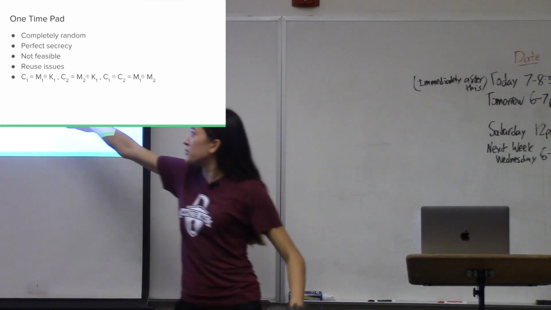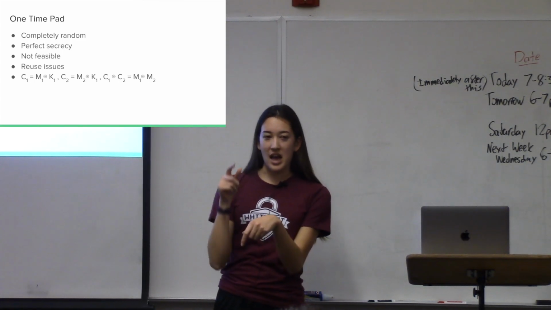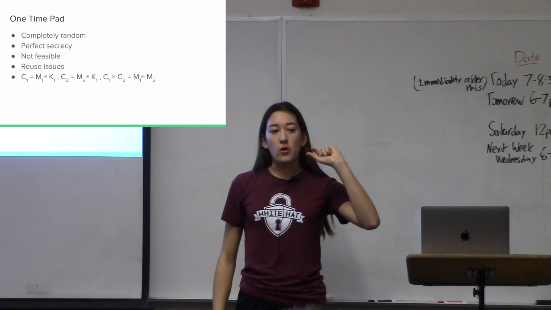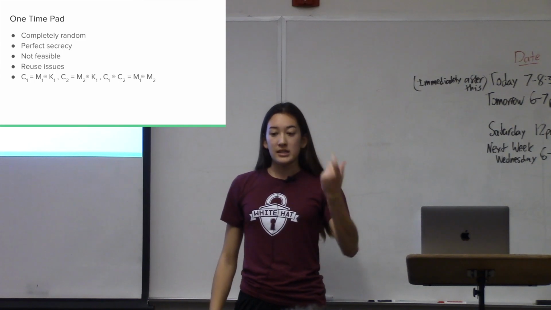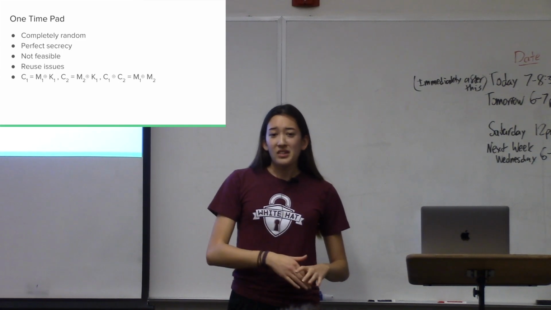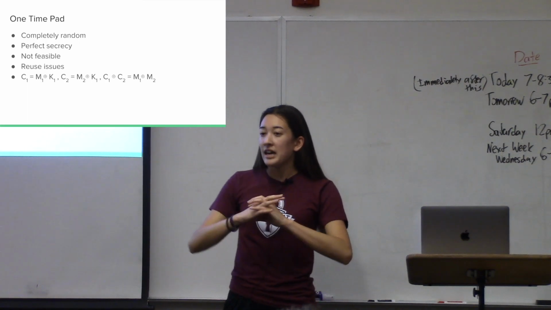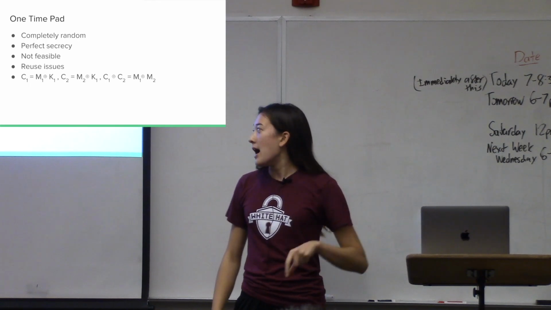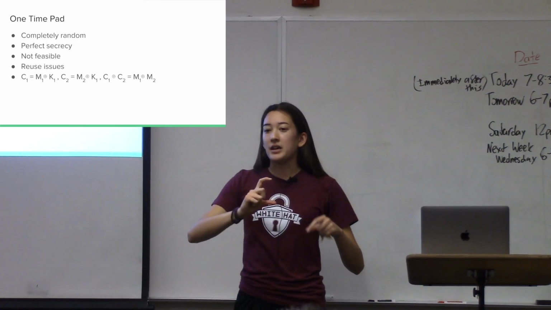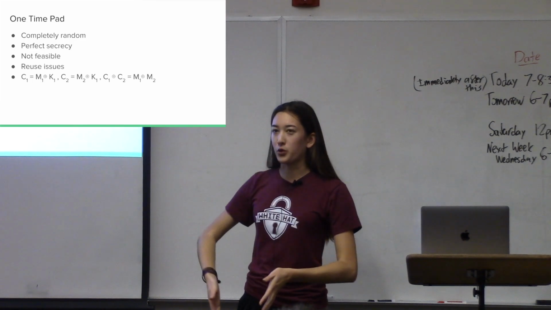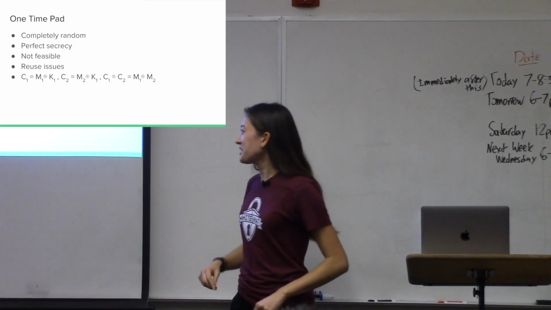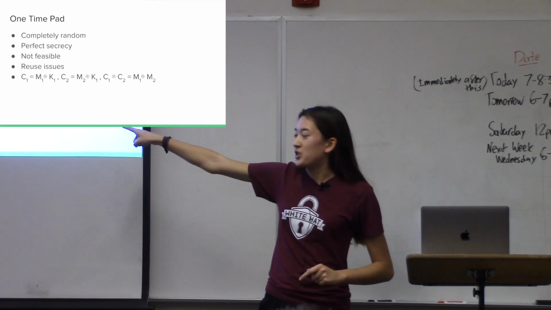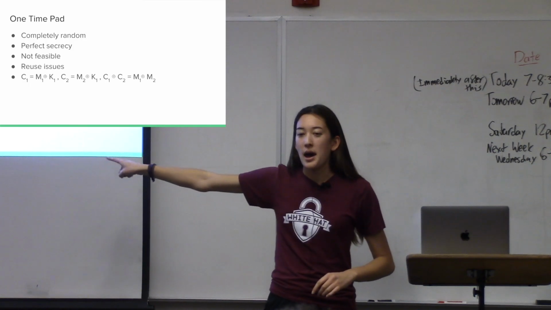XOR is the little plus symbol with the circle around it, and it means that if the bits are the same, so a 0 and a 0, or a 1 and a 1, then you get a 0, but if they're different, then you get a 1. This means that if you XOR the two things together, it is equally likely that your original message had a 1 as a 0, because your random bit could have been a 1 or a 0. So this is awesome, except that it's not computationally feasible, so we don't really use it.